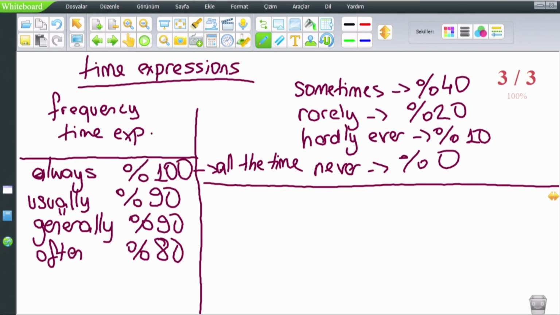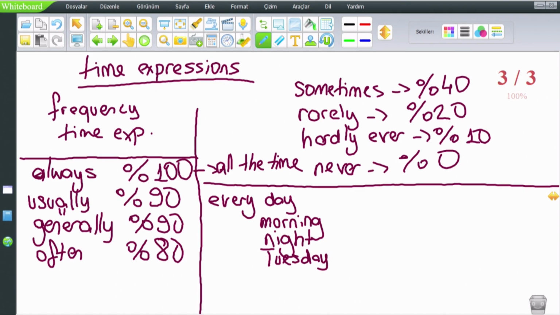Alongside these, we also have other time expressions we use with present simple. For example, every day or every morning, every night, every Tuesday, every month, every week. It's not wrong to say that if you see a time expression that starts with every, and we're talking about a present tense, it is present simple.